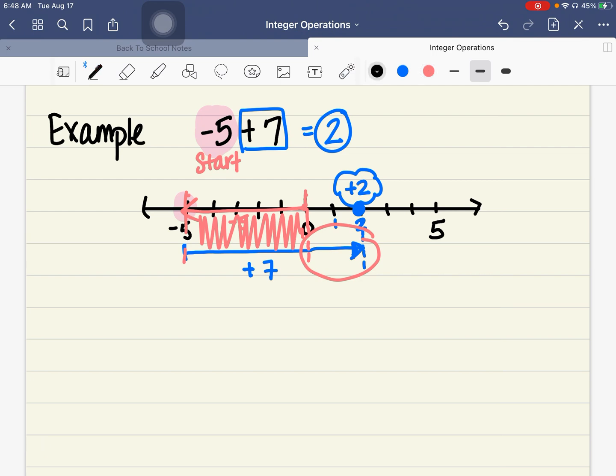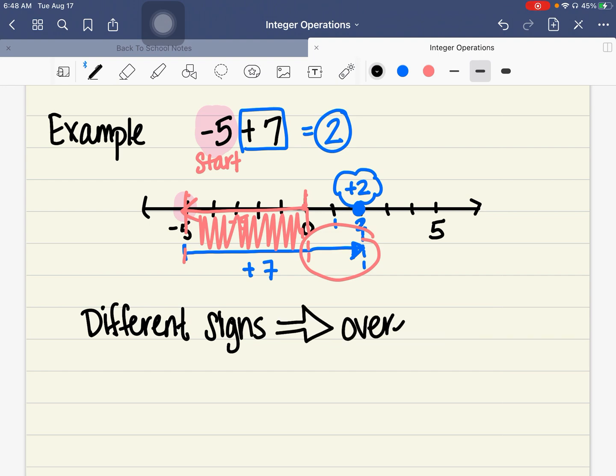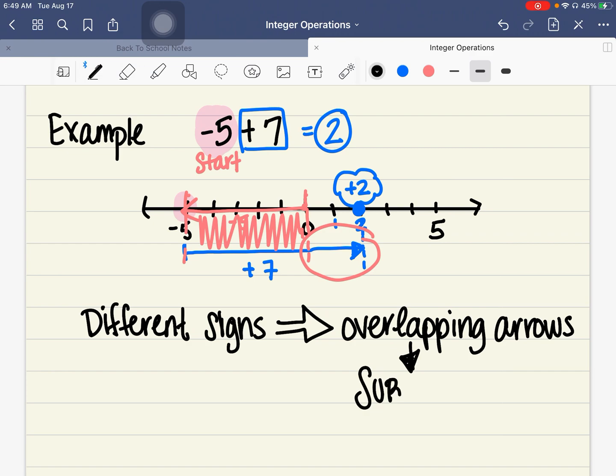So if they're different signs, different signs mean it's going to be overlapping arrows, if you want to think of it that way. And overlapping arrows mean subtract. Okay? So subtract the integers.